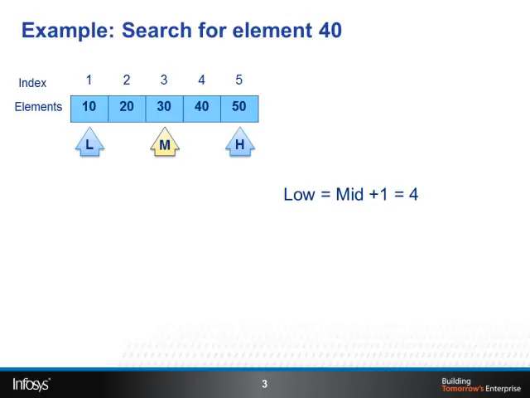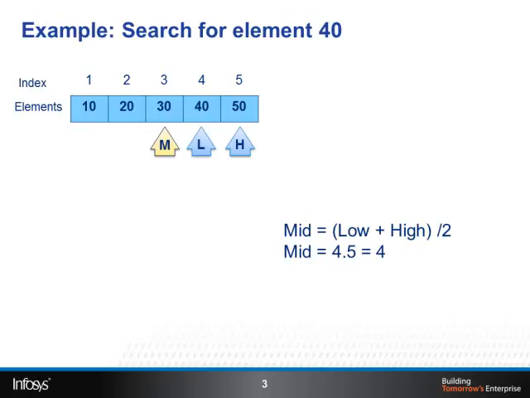In this case, the low position will now be pointing to position 4, because the mid position was earlier 3, and mid plus 1 is 4. The high position will remain the same. So now the low position is 4 and the high position is 5. We now calculate the mid position again for the right half of the array, which is 4 plus 5 divided by 2, and in this case the mid position happens to be 4, as you can see in the illustration.